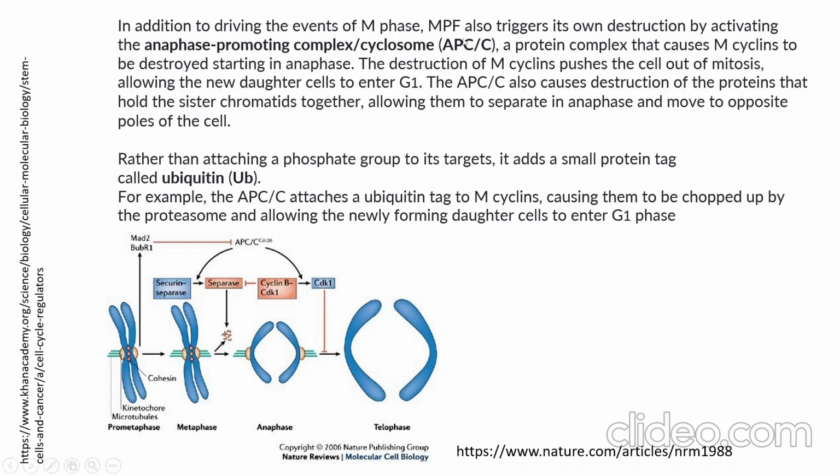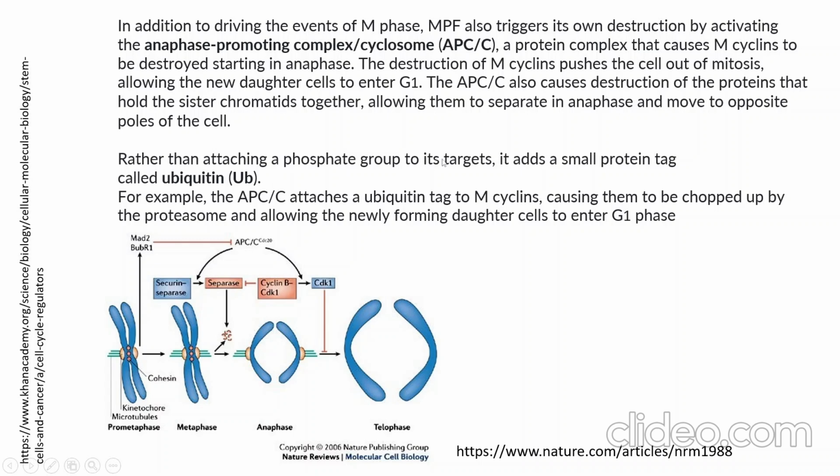So this destruction of M cyclins would push the cells out of mitosis and allow the new daughter cells to then enter G1 phase, where obviously if there's M cyclins, you won't be able to go into that phase. And of course, they're also very important for making sure that they destroy these proteins that are holding the sister chromatids together, because how can anaphase progress if the chromatids are still stuck together? So we need to be able to cut up that cohesin complex that holds the chromatids together and allow them to separate out.